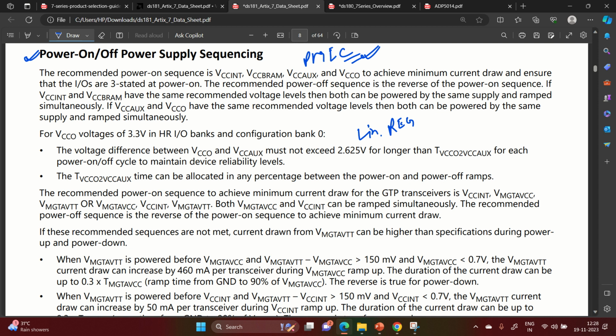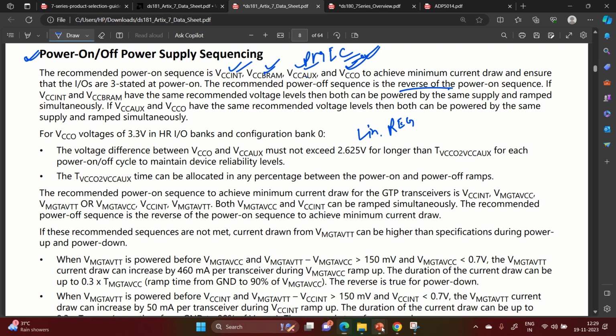The power on sequencing is, first of all, you should have VCC INT, then VCC block RAM, auxiliary, then VCCO. This is the sequence that you should maintain. Even if you do not maintain it, the FPGA will work, but there may be a little bit of a problem while switching off or switching on. So I recommend you follow the power on sequencing. The recommended power off sequencing is the reverse order of this. So VCCO will be switched off first, then this, and then this, and then this.